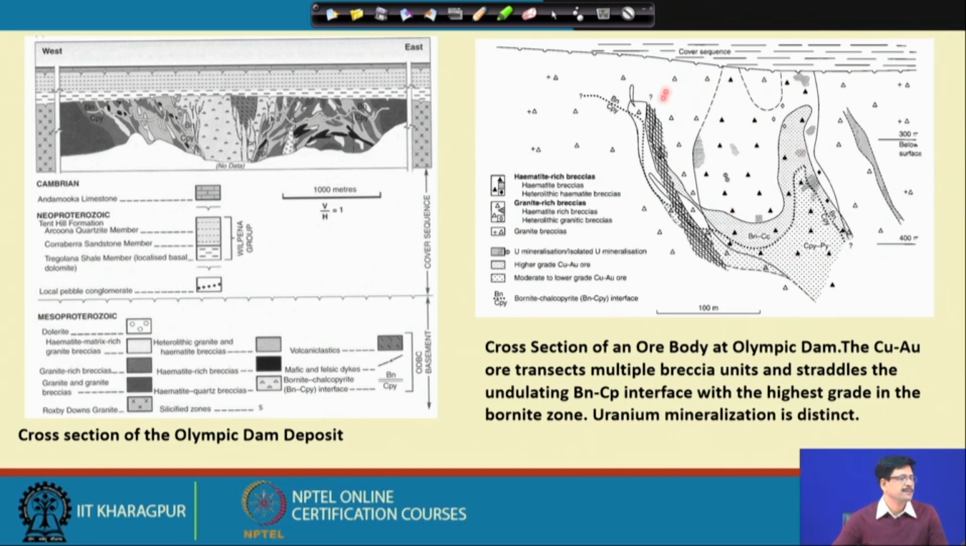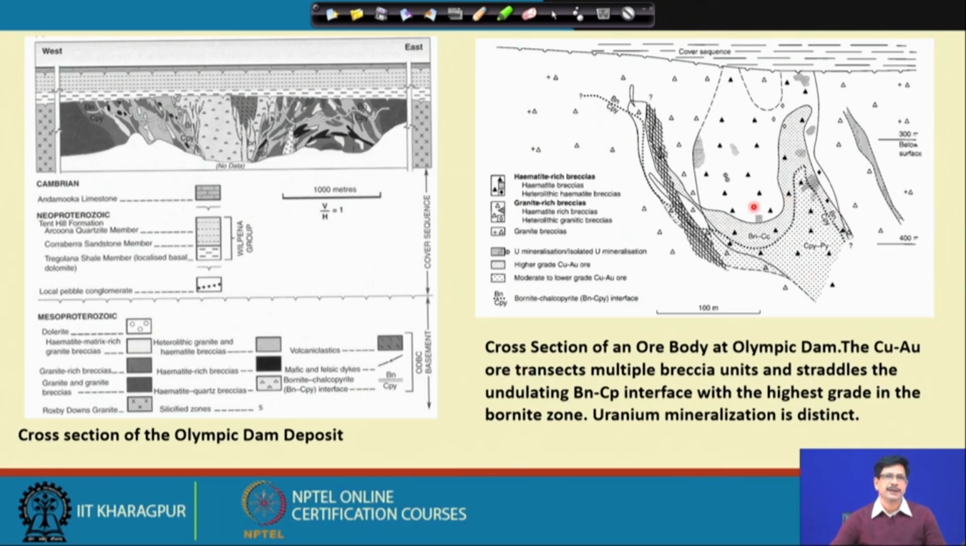Essentially, this is the occurrence of this hematite-rich breccia. This breccia is essentially the hematite-rich breccia in which the mineralization occurs. The copper mineralization occurs within the breccia complex, which essentially contains hematite along with fragments of the granite.